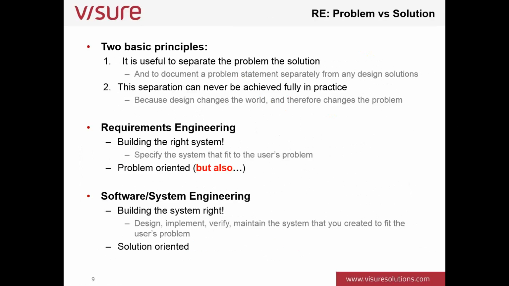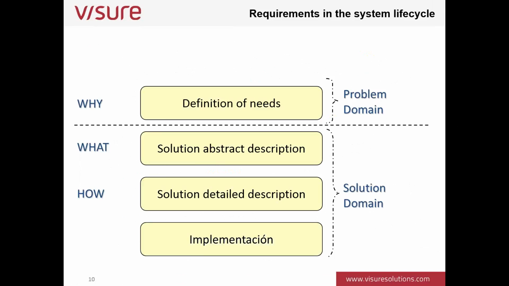Now that we have gathered the requirements for the right system, we have to build the system in a proper way. So it's more solution oriented. In this case, software and system engineering is completely solution oriented, while requirements engineering is problem oriented and partially solution oriented also. With this in mind, let's figure out this system life cycle, a really simple one.